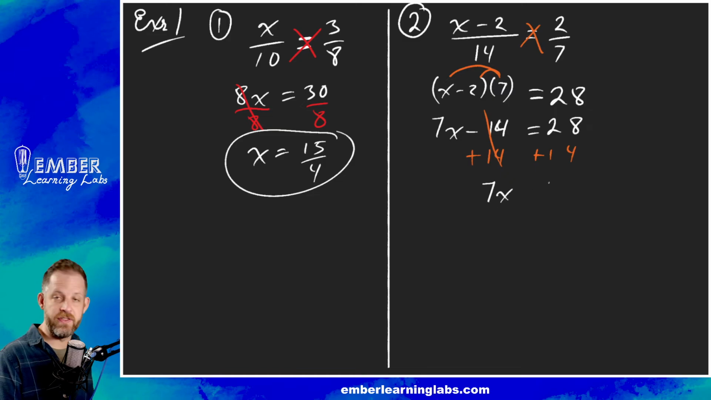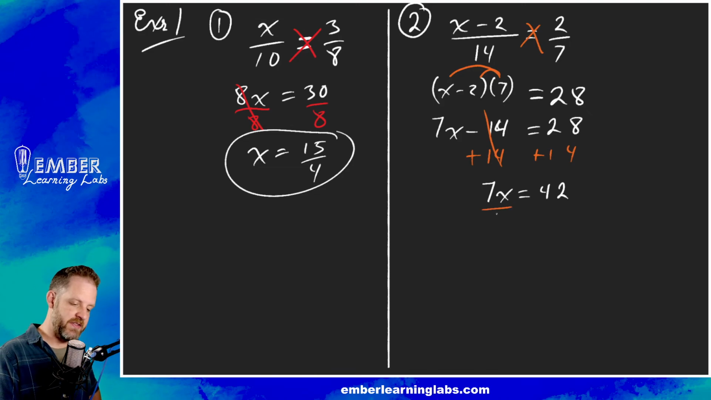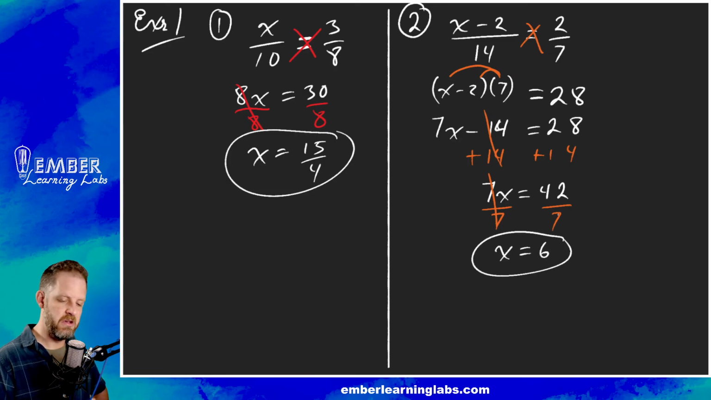7x is all that's left on the left side. Equals 42. Is that right? 30 plus 12 is 42. Yes, it is. It even matches my notes this time. Yay. So then we're going to divide by 7. Those cancel, leaving us with x equals 6. That's it. That's proportions. It's that simple.